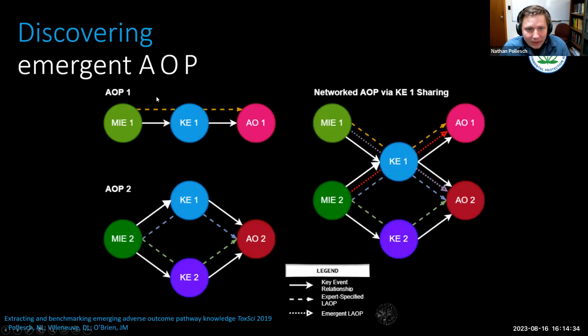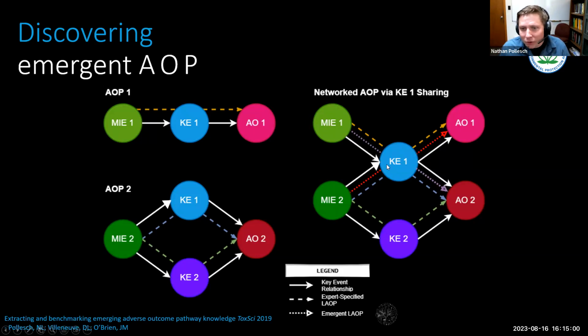So this AOP1 is a linear AOP in its own right. AOP2 is technically a network AOP in its own right. Within AOP1, we have a single linear pathway. Within AOP2, we have two linear pathways, and these would be considered expert-specified linear AOPs. And that's because these were created by somebody going into the AOP wiki and doing that.